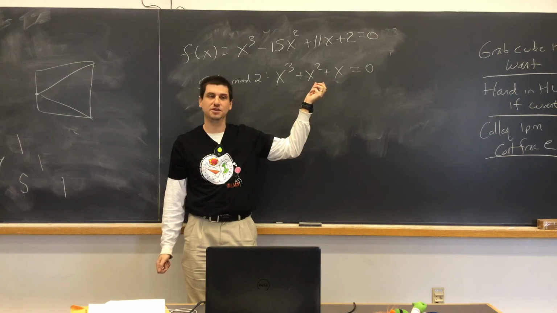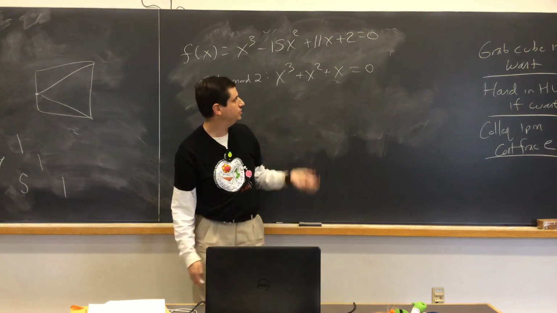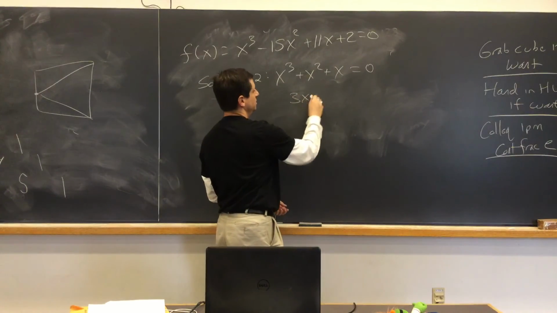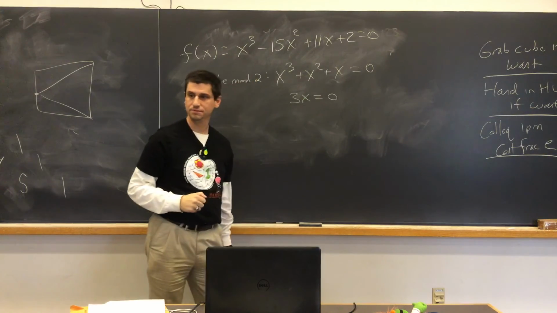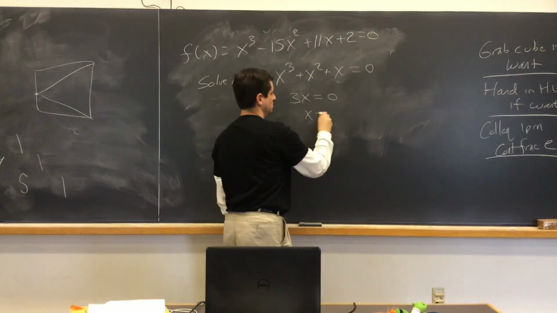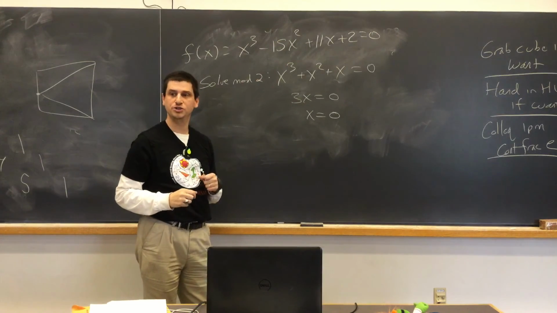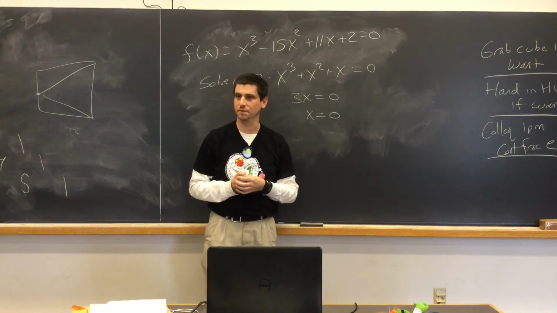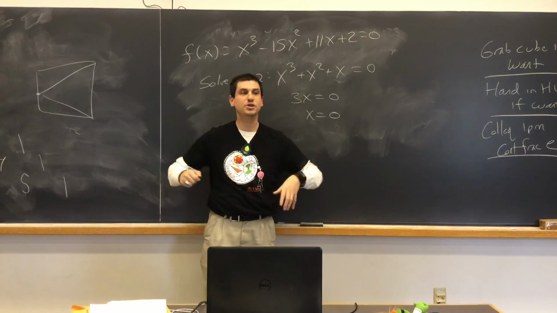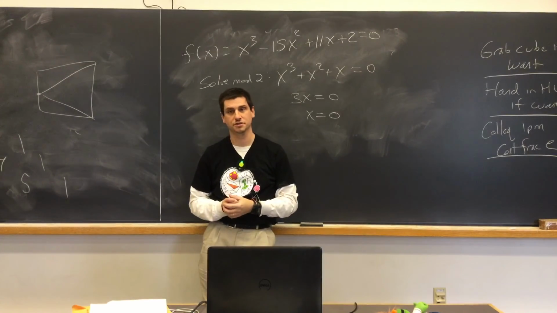It's just x. And x cubed is also just x. So really, this is the equation 3x equals 0. Well, what's 3x when we look at it mod 2? X. So we get the initial equation. This has a solution mod 2. The solution is x equals 0. So because there's a solution mod 2, there's a chance that there could be an integer solution to this.